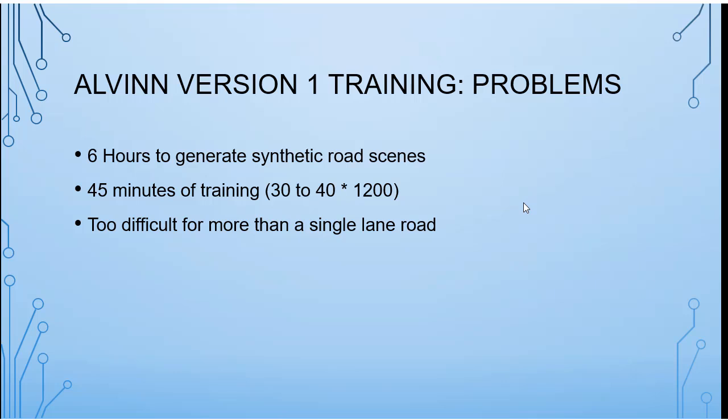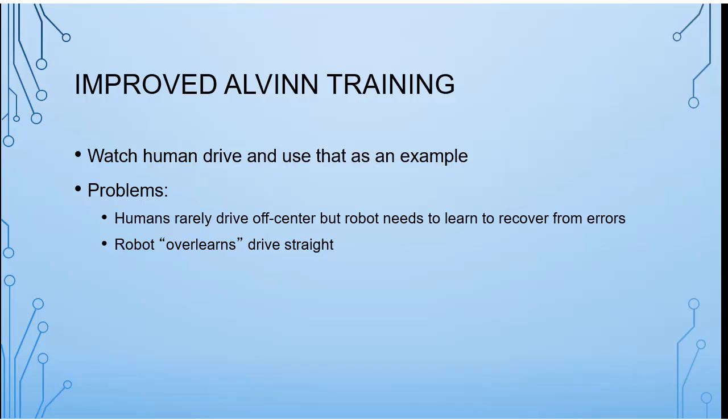So you get a screen capture of what the camera on the vehicle sees, and you look at what is the steering angle, and you say, great, this is what I'm going to do. Except that humans don't usually go off the road. And the robot actually needs to learn how it should recover if it makes an error, right? Because if you think about humans driving, most of the time, if we're trying to stay on a road, we're not turning the steering wheel very much. So the robot is overlearning the drive straight technique.